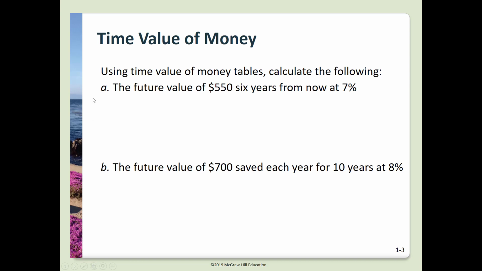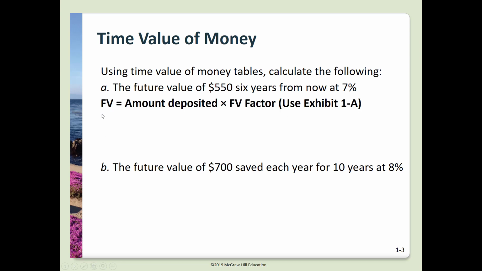In part A, we want to find the future value of $550 6 years from now at 7%. In other words, I want to know what my investment of $550 today is worth in the future 6 years from now, given an interest rate of 7%. So our formula we're going to use, future value, is abbreviated as FV. And the formula is going to be the amount deposited, that'll be my $550 I have today, and we'll multiply it by our future value factor. So I do highlight this is where we use Exhibit 1A.